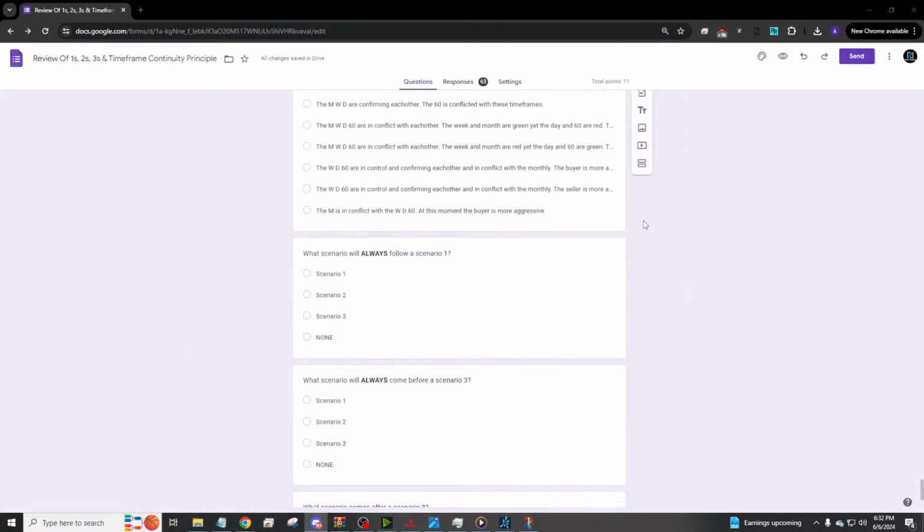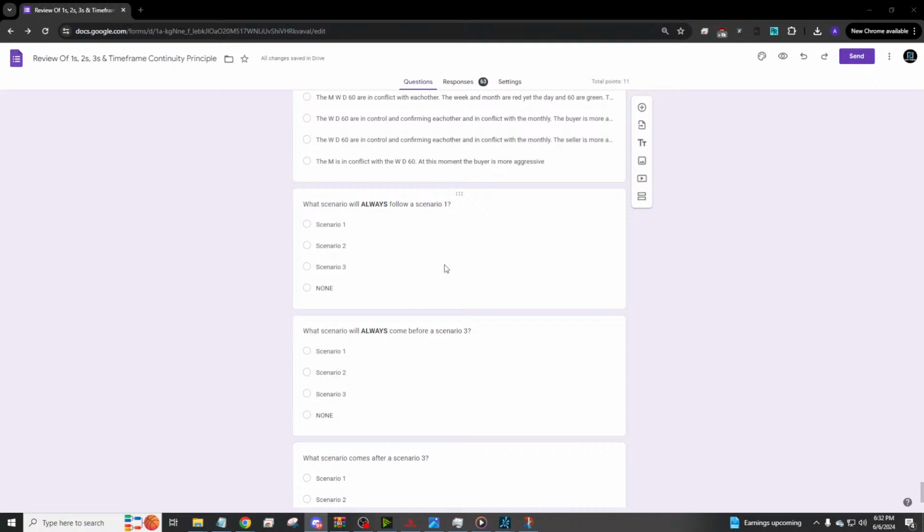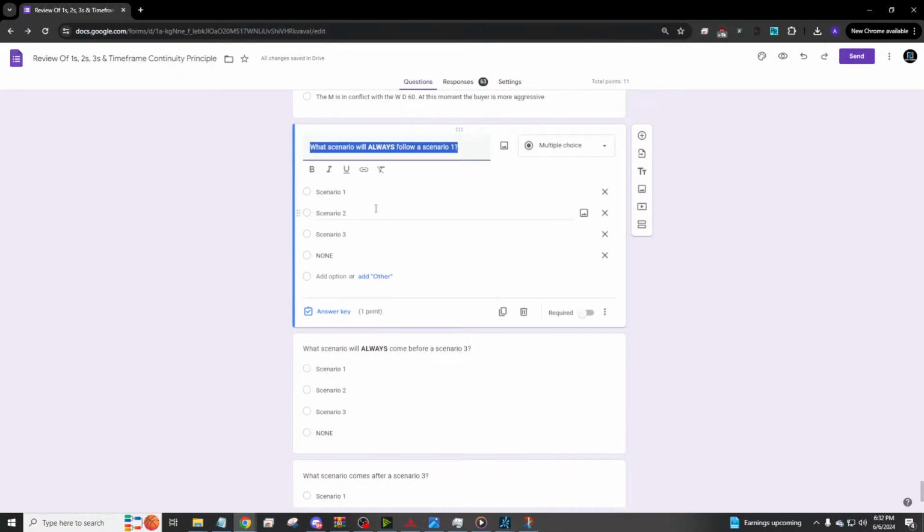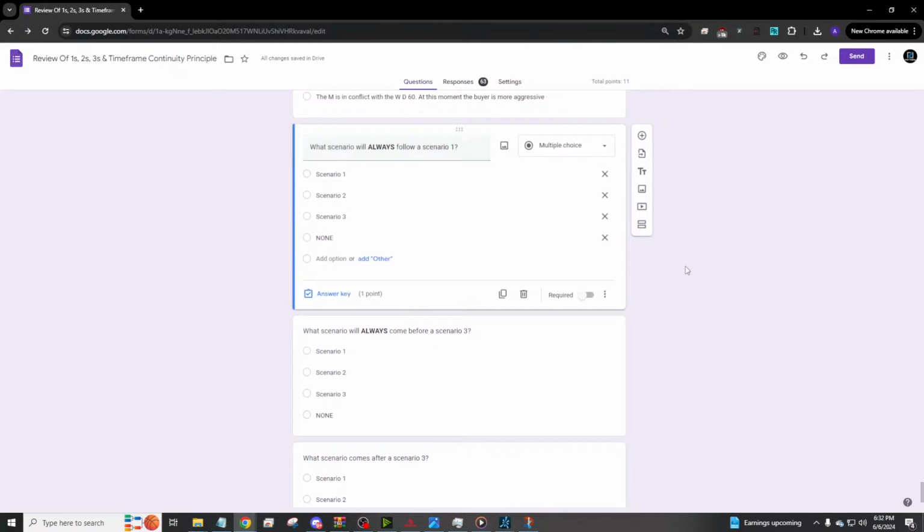And then here are the ones. So what scenario is always going to follow a scenario 1? Has to happen. Most people, about 70 or 60%, got this right. 30% said no scenarios have to follow a scenario 1. So when we're talking about this, maybe I could have worded this better, so that could be on me. But when we're talking about a scenario 1, what's important is the market.